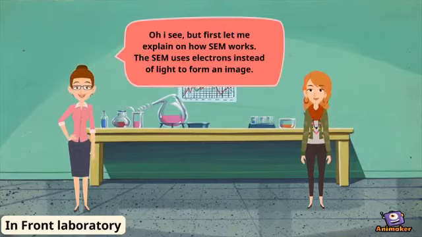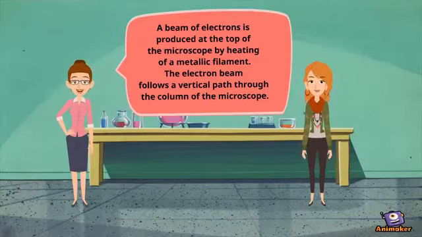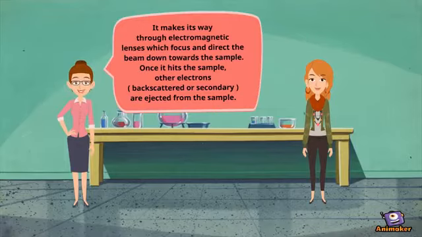Oh, I see. But first, let me explain how SEM works. The SEM uses electrons instead of light to form an image. A beam of electrons is produced at the top of the microscope by heating up a metallic filament. The electron beam follows a vertical path through the column of the microscope. It makes its way through electromagnetic lenses which focus and direct the beam down towards the sample. When it hits the sample, other electrons, which are backscattered or secondary electrons, are ejected from the sample.